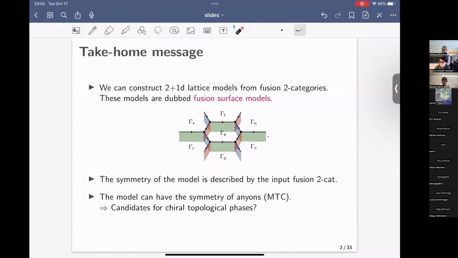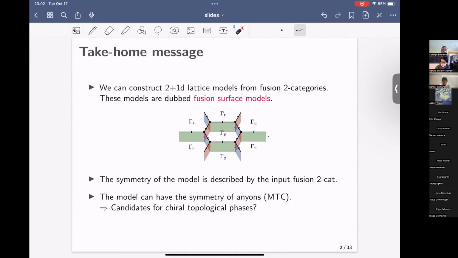And an interesting example of this fusion 2 category symmetry is the symmetry of anyons. So the fusion surface models can have microscopic symmetries of anyons, which are described by modular tensor categories, or MTC for short. And this MTC symmetry can describe chiral topological phases.